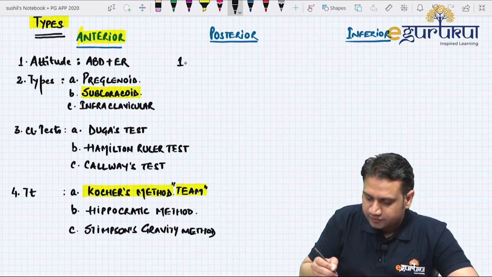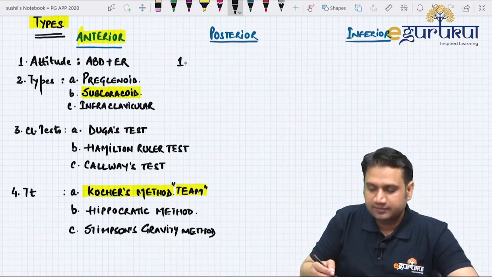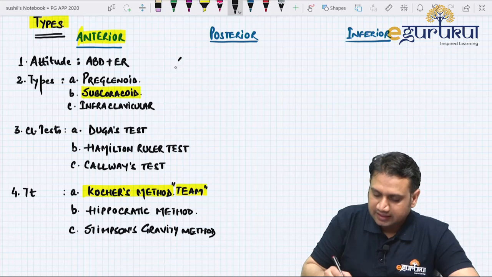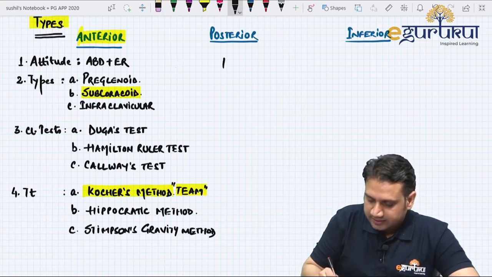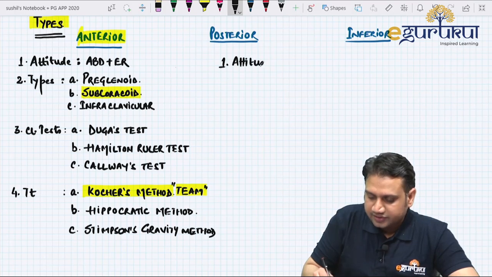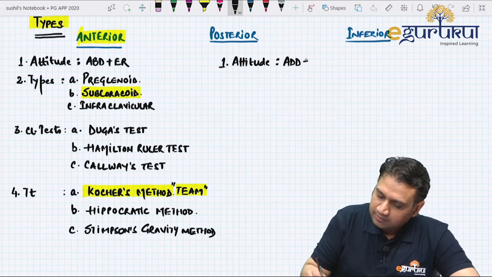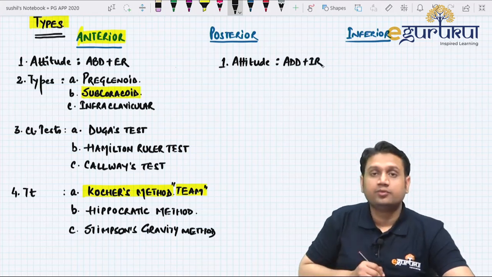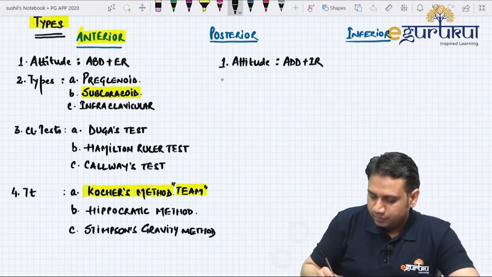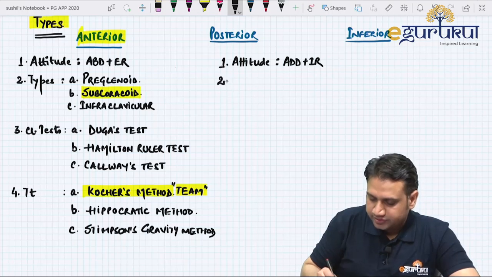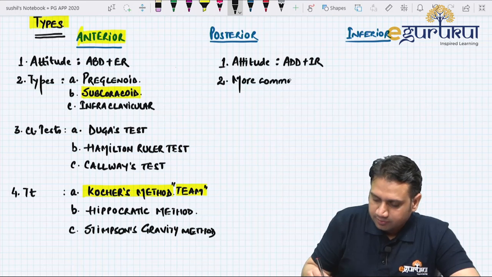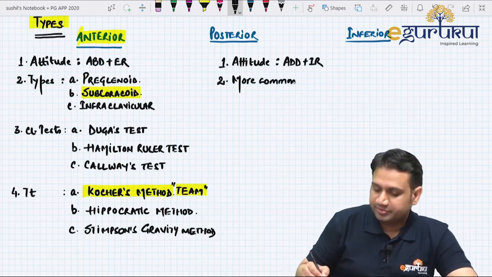In posterior dislocation of the shoulder, the important points are: number 1, the attitude in posterior dislocation of the shoulder is adduction, just the reverse of the anterior one. It is adduction plus internal rotation, point number 1. Point number 2, in posterior dislocation, it is more common in 2 categories of patients.